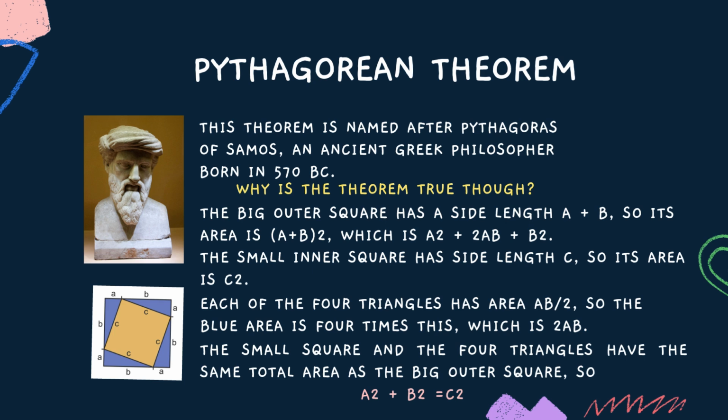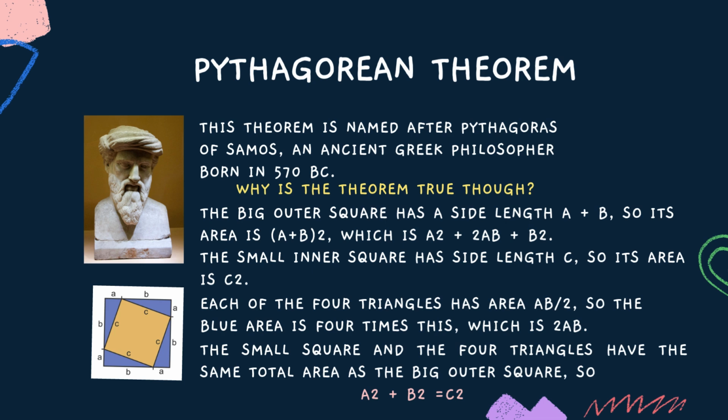Looking at the diagram, we see a big outer square and an inner square. The outer square has a side length of a plus b, so its area would be (a plus b) squared, which is a squared plus 2ab plus b squared. The inner square has a side length c, with the area c squared.